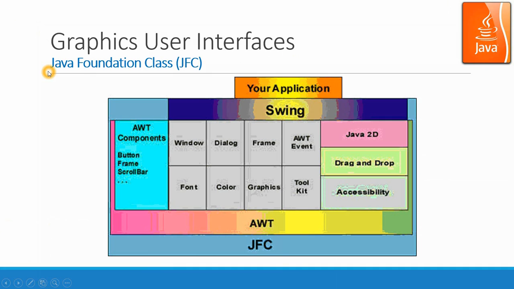Graphics user interface: Java Foundation Class. Java Foundation Class is the first framework for Java GUI programming, starting with AWT and later improved with Swing. These two frameworks collectively are called Java Foundation Class. AWT is a platform-specific package. Swing is a platform-independent package, and Swing adds in many new features, and it is lightweight.